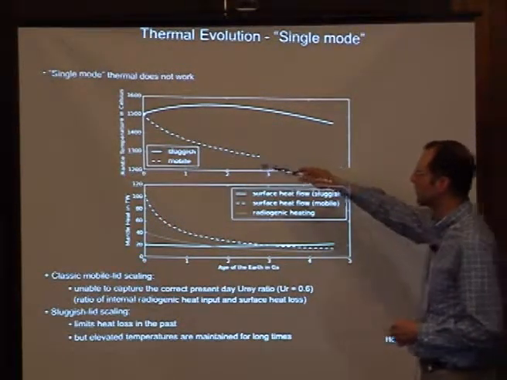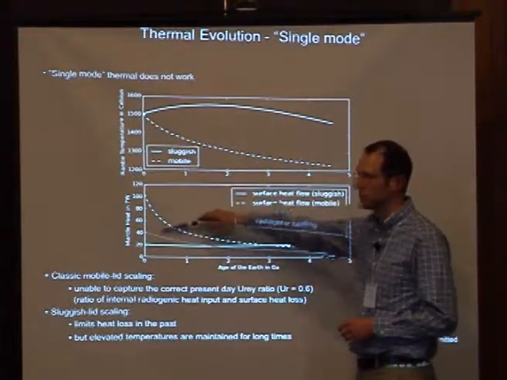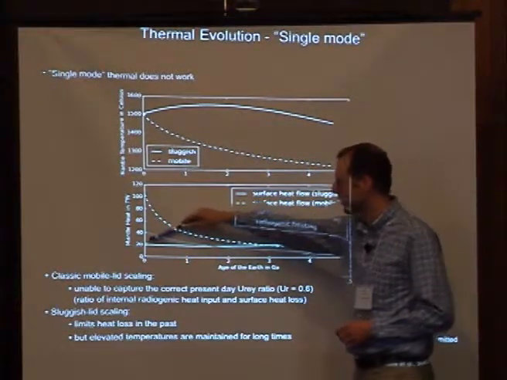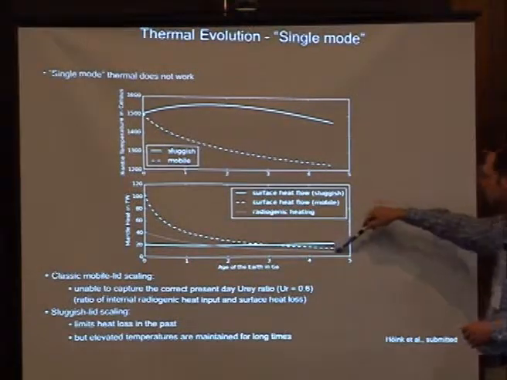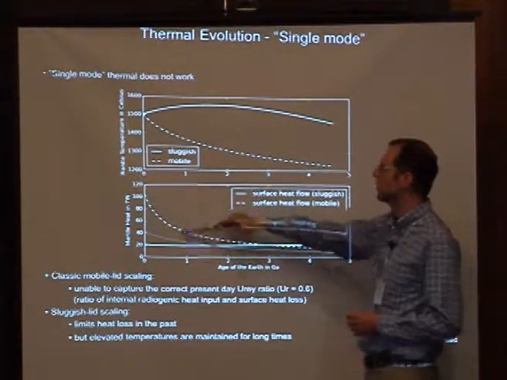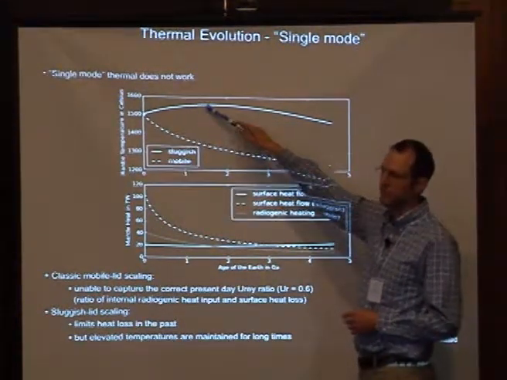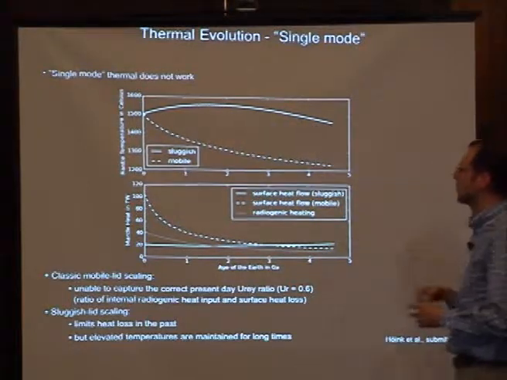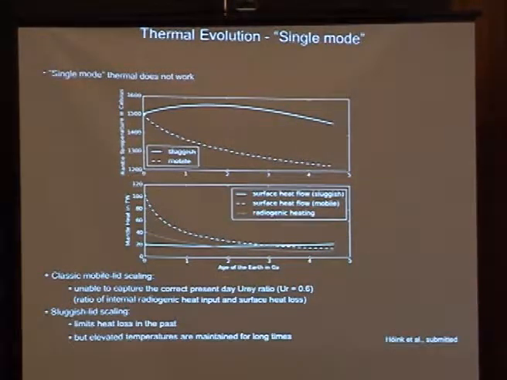So what about this sluggish lid idea where I limit the amount of heat loss in the past? And that's great, I limit heat loss in the past, I come with a Urey ratio that's appropriate, it's about 0.2, 0.3. The problem there is I limit heat loss so efficiently that I can't cool down my mantle, and my mantle stays warm for long periods of time. And that seems unreasonable too.